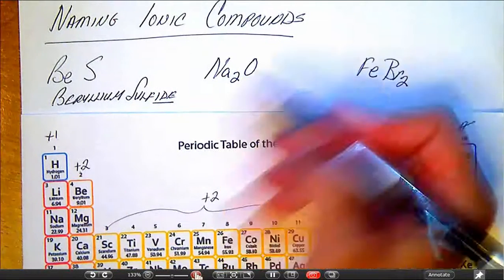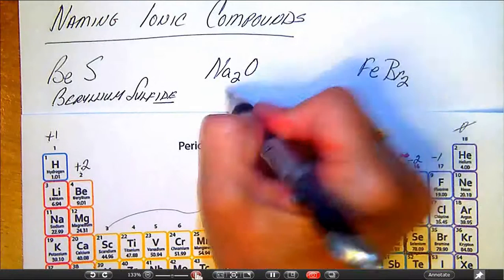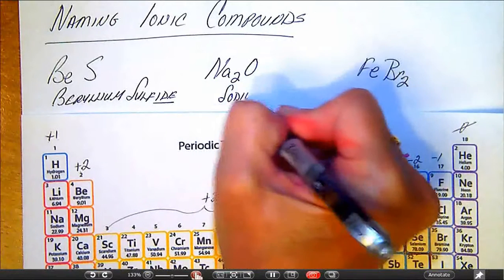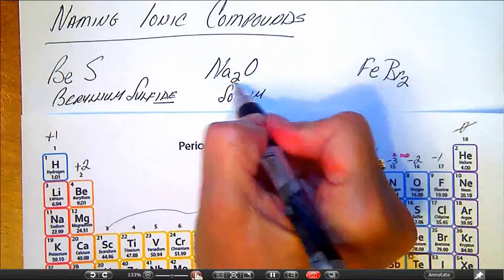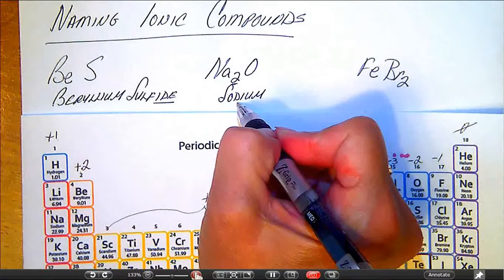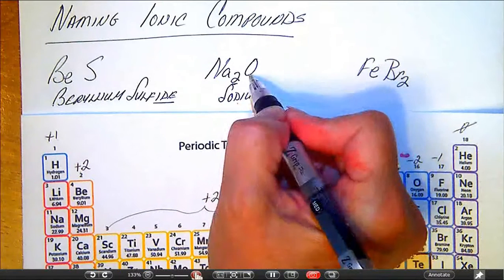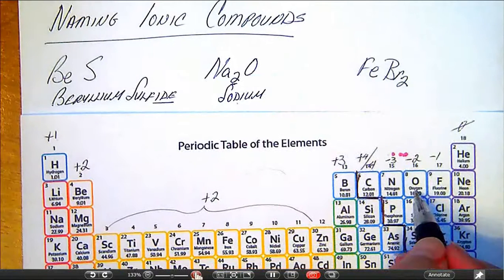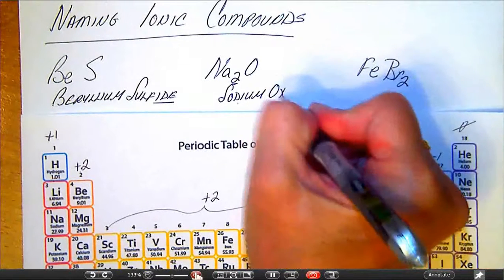Na, sodium. This 2 is to balance the charges. It does not have to be included in the name. O, talked about that before, oxygen becomes oxide.